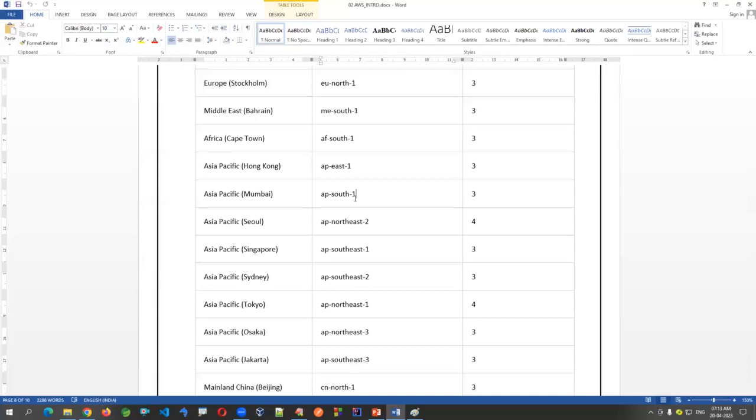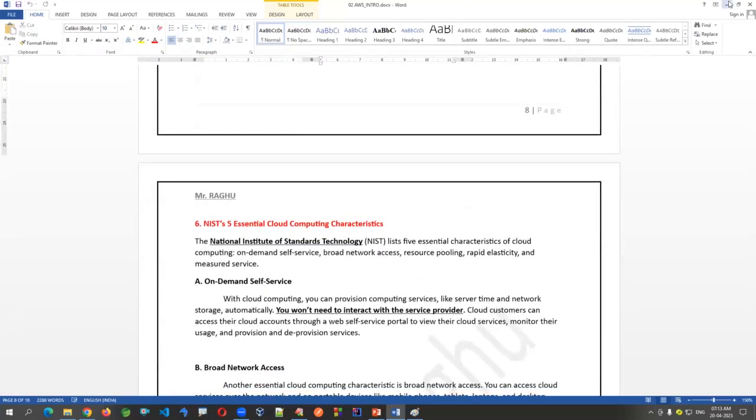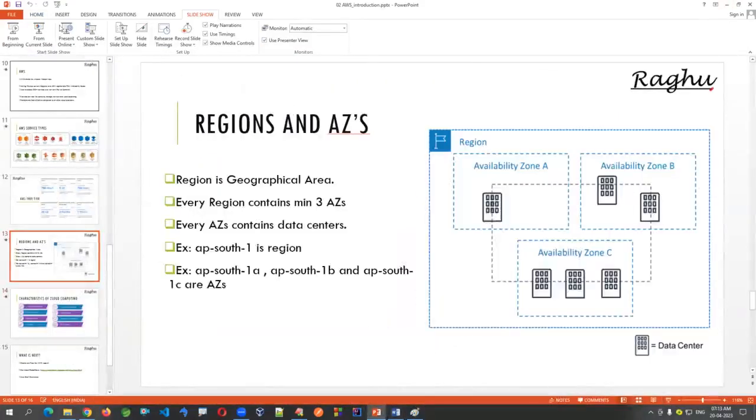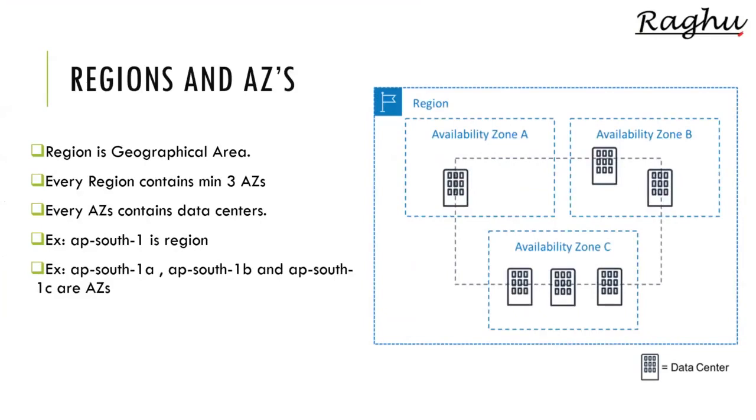The network calls are reduced, the time is reduced, and you will get faster services. If you use more network, for that also you need to pay, so billing will also be more. So that's a good approach: always use a nearby availability zone at the time of running and deploying your application. Okay, this is about regions and AZs here.